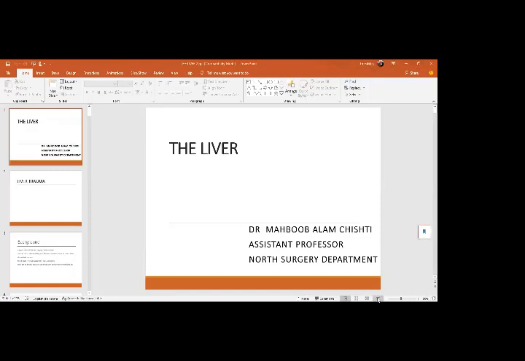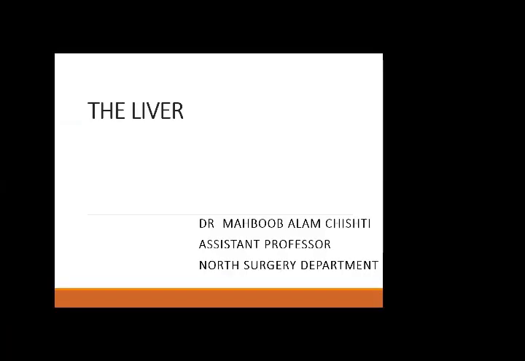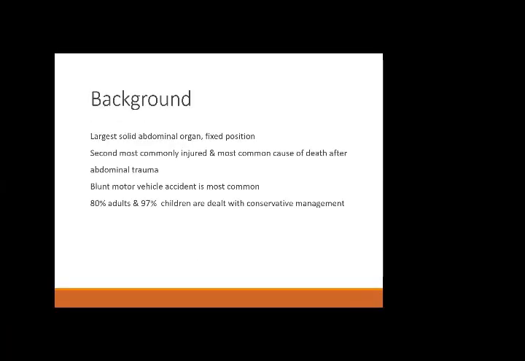First of all, we will talk about liver trauma. Liver trauma: the liver is the largest abdominal organ, which is in a fixed position in the right hypochondrium, and it is the second most commonly injured organ in road accidents and a cause of death after abdominal trauma. Blunt trauma from motor vehicle accidents is more common as compared to other traumas, and 80% of adults and 97% of children are managed conservatively. We will see in the next slide that management is conservative and sometimes surgical.